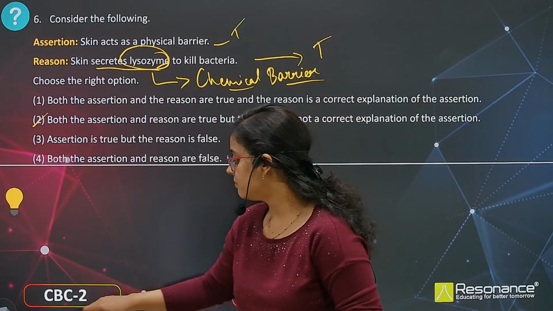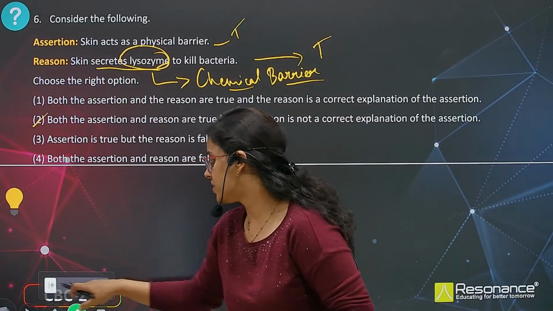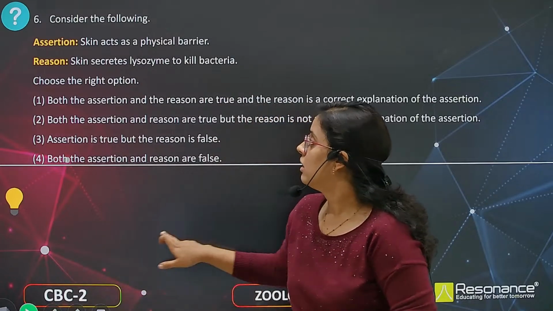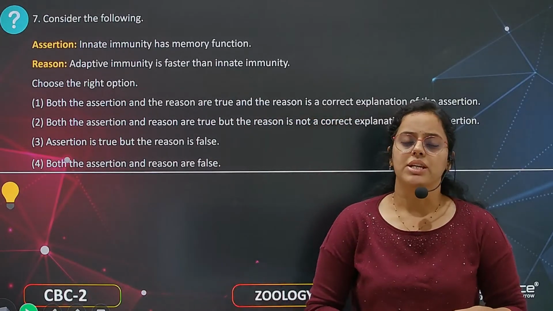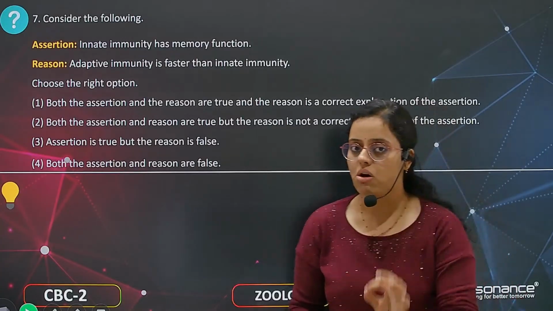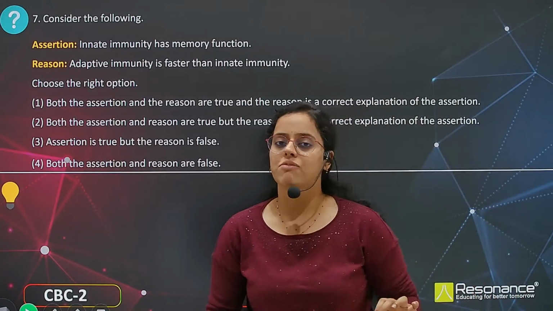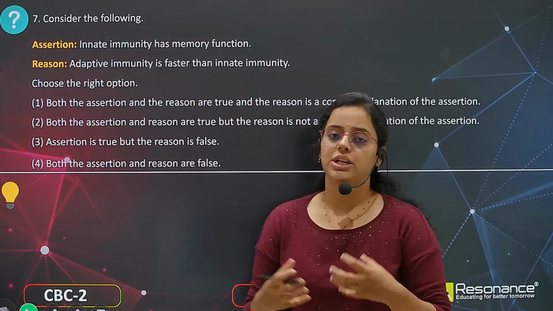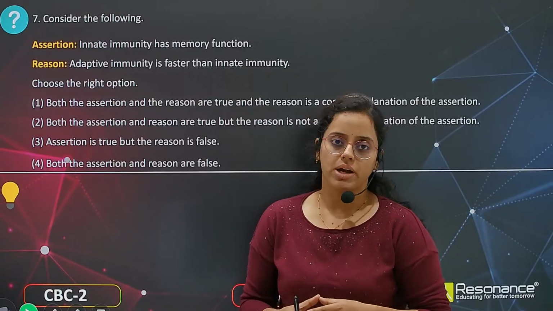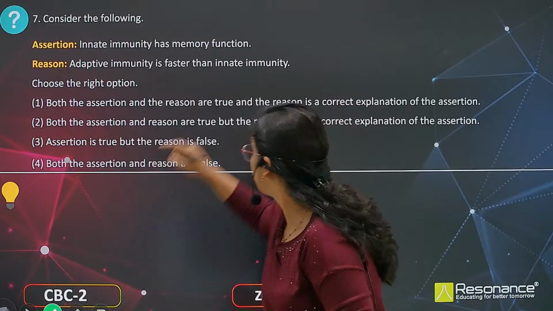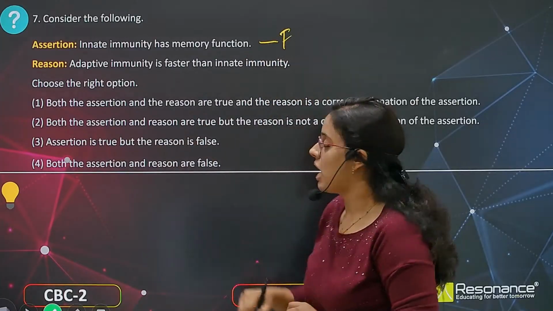Now coming to the next question, question number 7. Consider the following. Assertion: innate immunity has a memory function. That is totally false. Innate immunity doesn't have memory. It is present from birth, and it prevents the entry of the pathogen into the body. So this is what innate immunity is. This statement is false, so I have marked it as false.